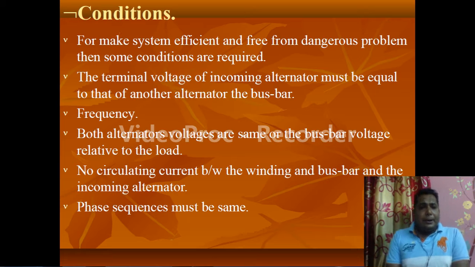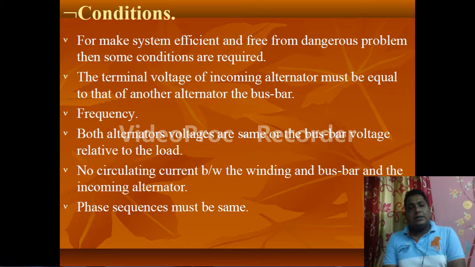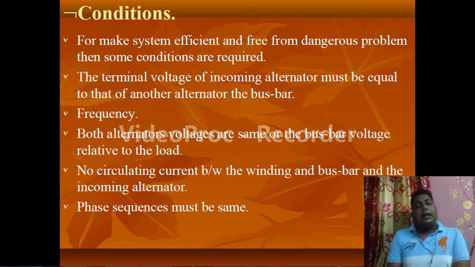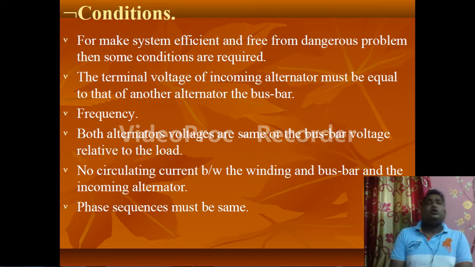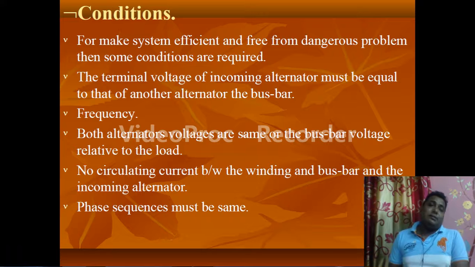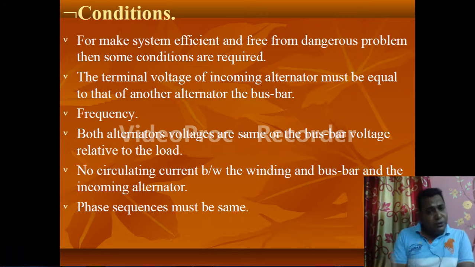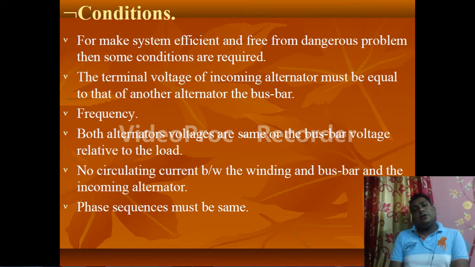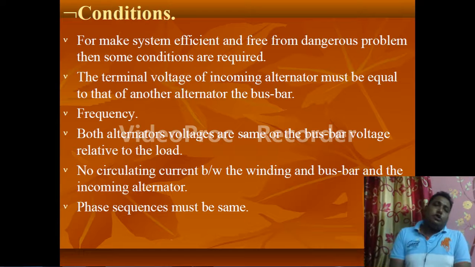Both alternator voltages must be the same, or equal to the bus bar voltage related to the load. Correct, already discussed. There should be no circulating current between the windings of the bus bar and the incoming alternator. If there is any circulating current, it will cause problems, and there may even be an accident in the system. So any circulating current should not be there.